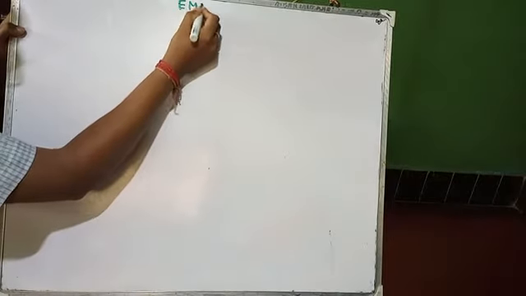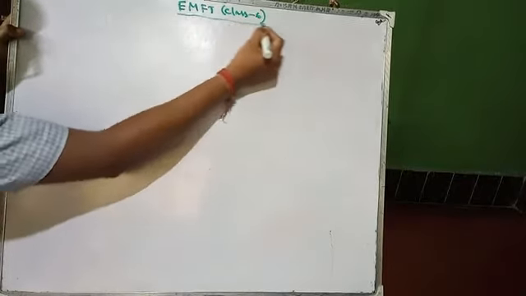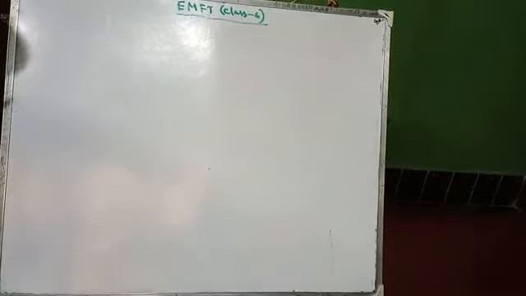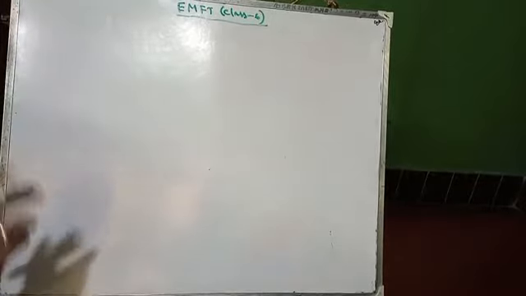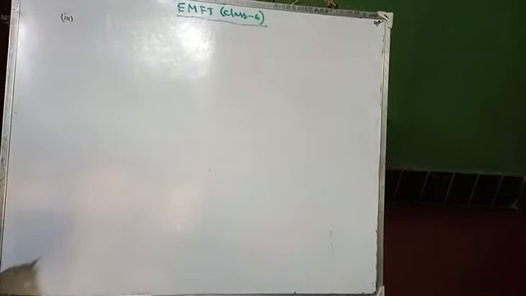Today is class number 6 for your subject EMFT. Last day I discussed some vector identities. Today I am also discussing the vector identities, the left two vector identities. I have most probably completed the second one, right? So now I will move to the third one.